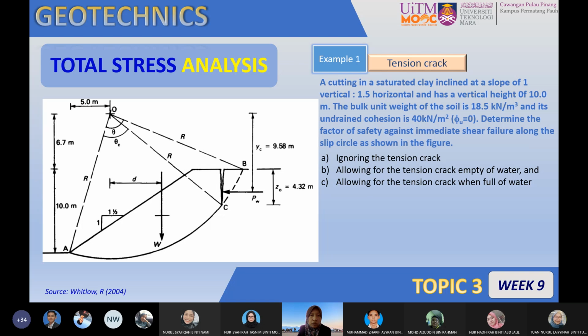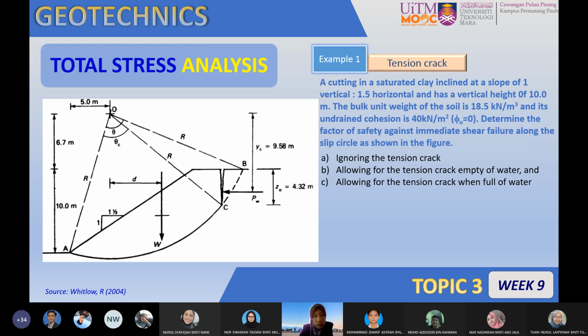This is one example for the case when you have a homogeneous slope and also have the effect of tension crack. We need to calculate the FOS for the first case without the effect of tension crack, then calculate the FOS with the effect of tension crack empty of water, and the next one, calculate the FOS with the effect of tension crack full of water.